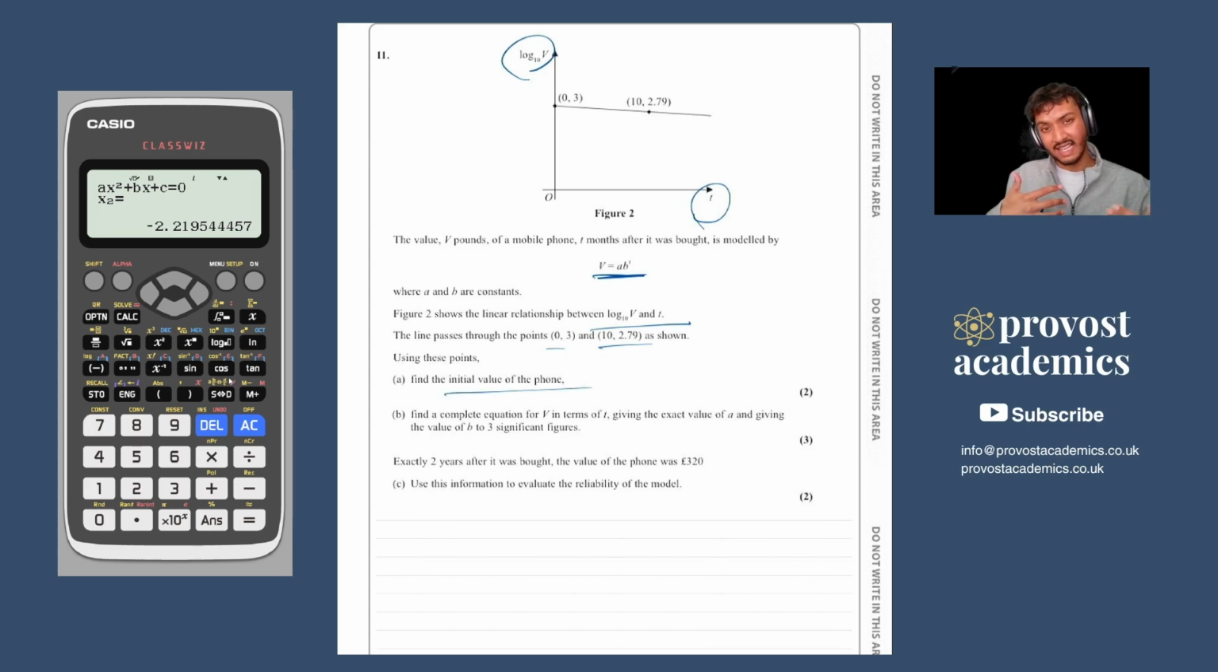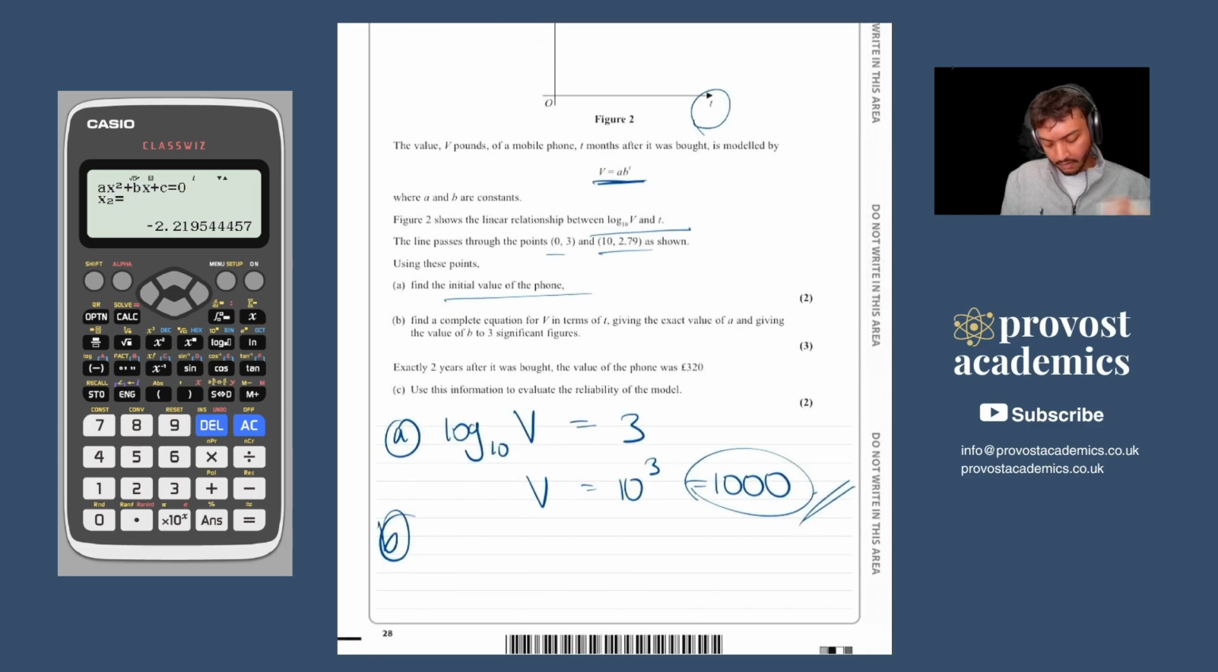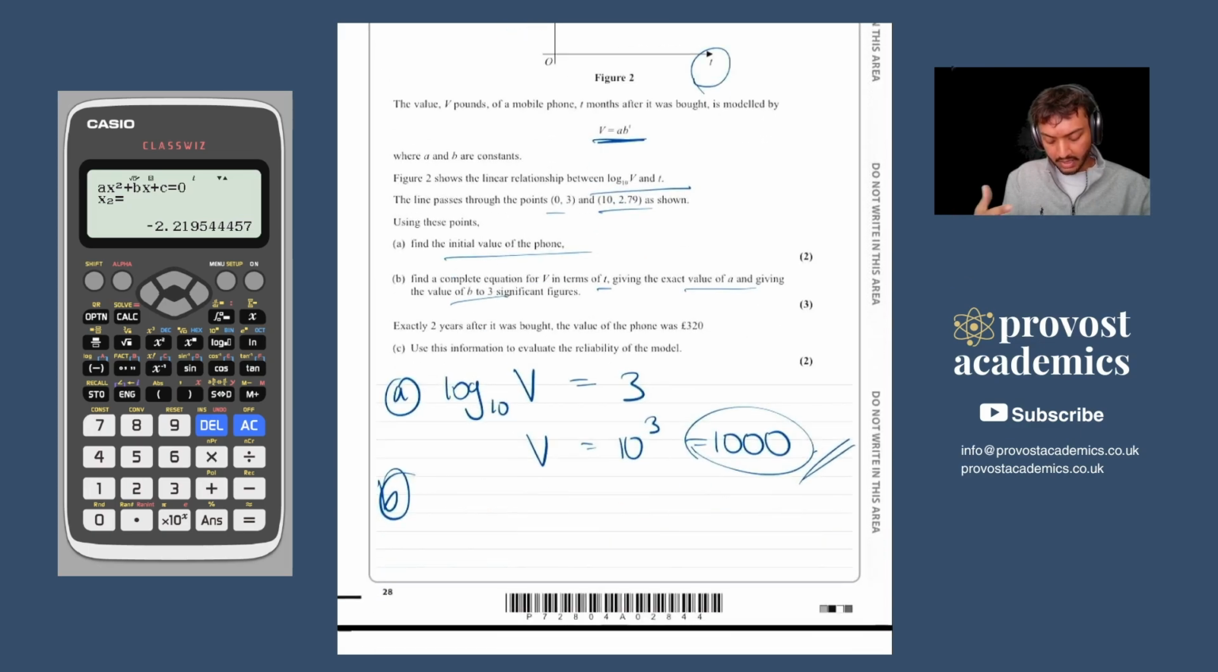If you're trying to find the initial value of the phone, what we're effectively looking for is the y-intercept, right? In this case, the y-intercept would be log base 10 of v, that's equal to 3. So v is going to be equal to 10 to the power of 3, which is 1000, and that's the initial value of the phone. Find the complete equation for v in terms of t, giving the exact values of a and b to 3 significant figures.